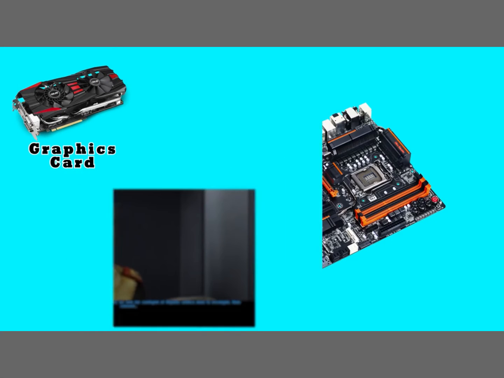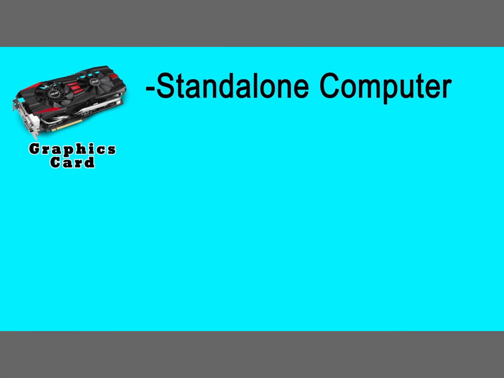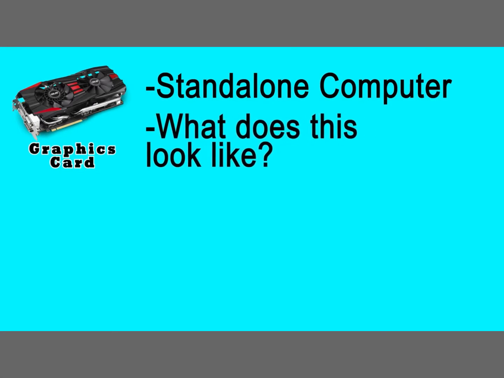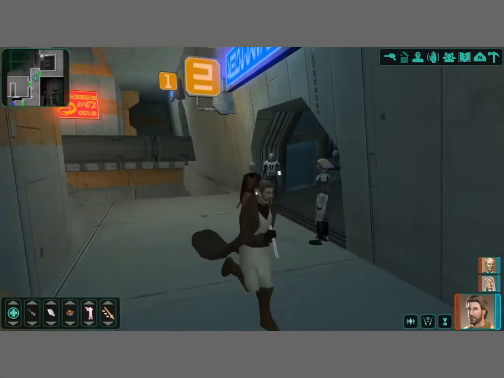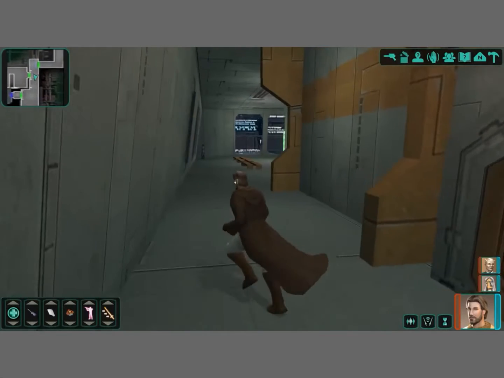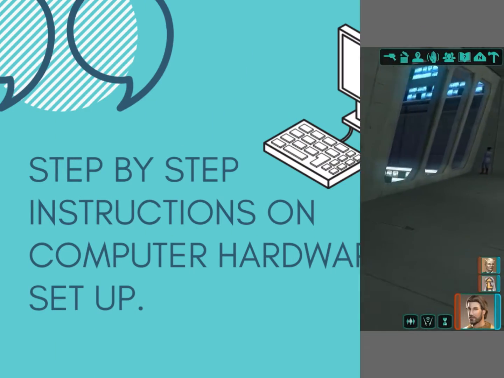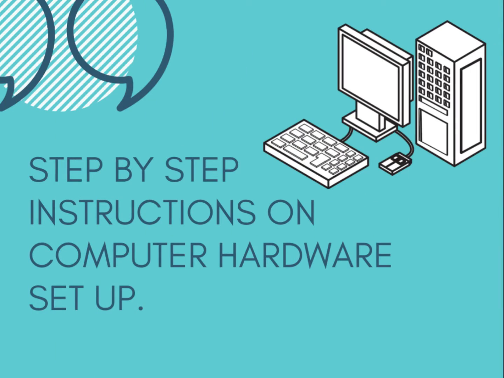Lastly is a graphic card. Your graphic card is essentially an entire computer in and of itself. It's dedicated to the sole task of figuring out what pixels need to light up on your screen, and what color and at what time. Okay, let's go to the next part. I will show you step-by-step instructions on computer hardware setup.